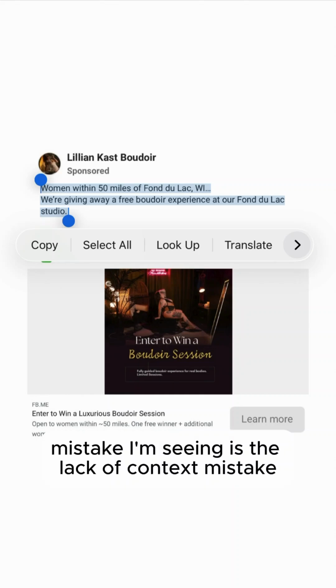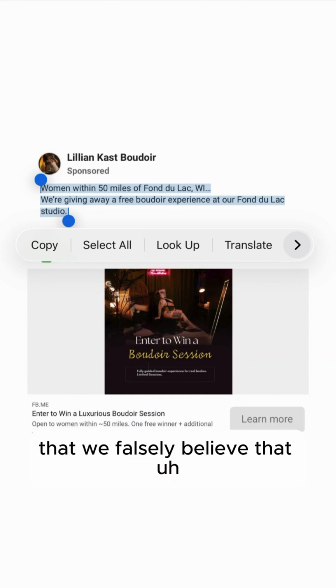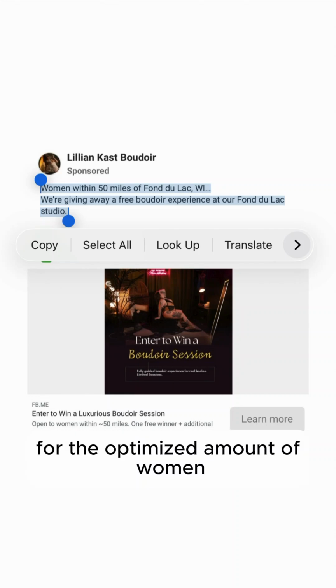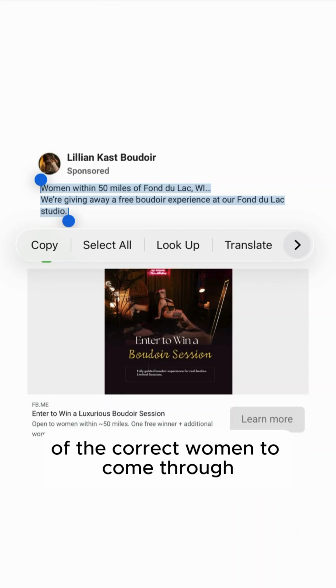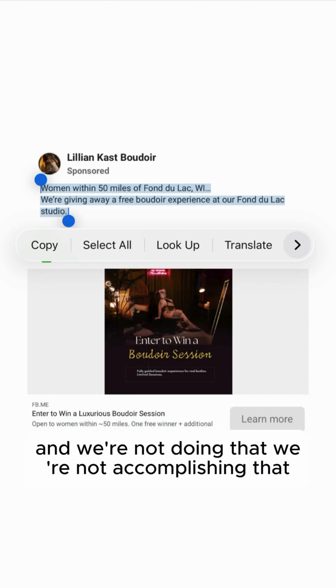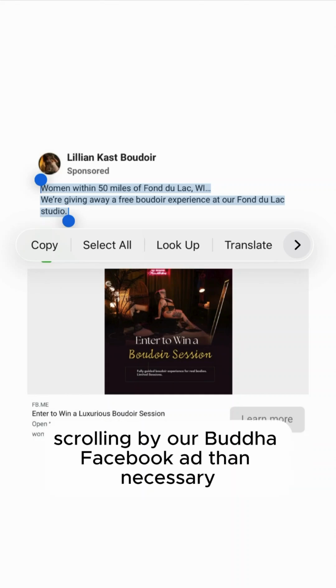The mistake I'm seeing is the lack of context mistake. The false belief that causes us to make this mistake is that we falsely believe we're providing enough context for the optimized amount of the correct women to click somewhere on our ad so our ad gets into their brain. And we're not accomplishing that. So the consequence is we're going to have way, way, way more women scrolling by our Boudoir Facebook ad than necessary.